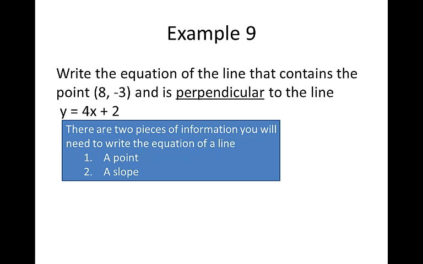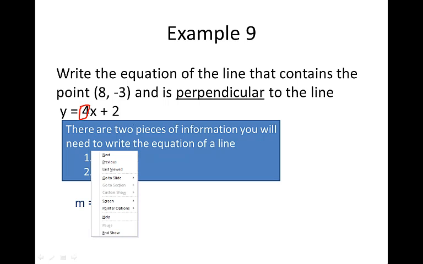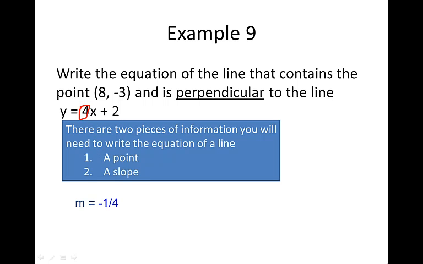So my slope is negative 1/4, right? Because the slope of this line is 4. My line is perpendicular to this line, so the slope of my line is the negative reciprocal of 4, which is negative 1/4. Did you get that? Okay, the point is 8, negative 3.